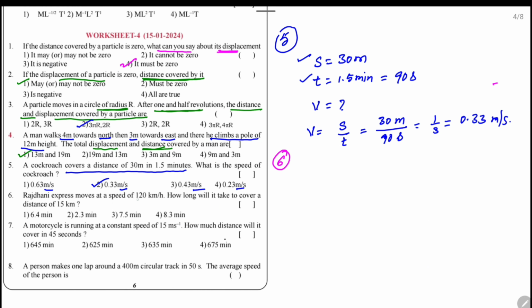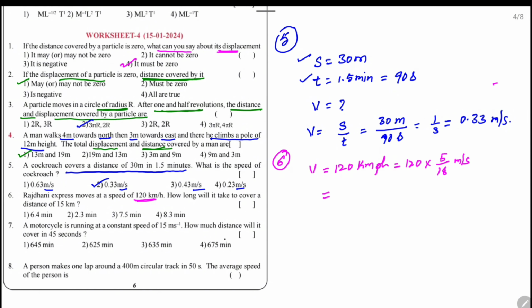Rajdhani Express moves at a speed of 120 km per hour. The speed is given, my dear, which is 120 km per hour. Let me convert this into meter per second. So which is equal to 120 into 1 km per hour is 5 by 18 meter per second. So let's multiply with that.